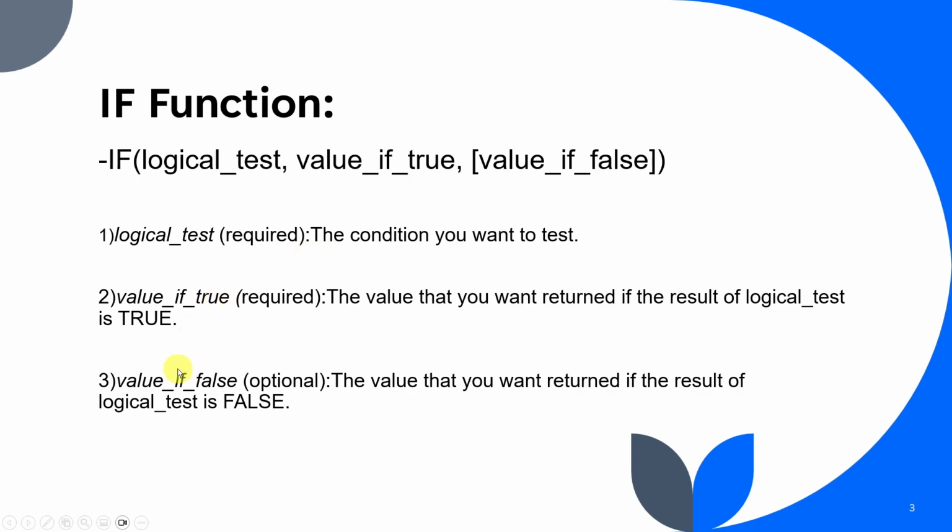The last one, value if false, has a different layout than the previous one. This one is optional, which means a user can leave it blank. In this case, what do you want Excel to do if the condition was not met? That is, the value you want returned if the result of the logical test was false. This is what we are going to look at in this video.